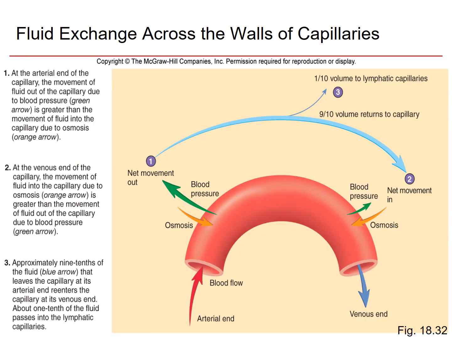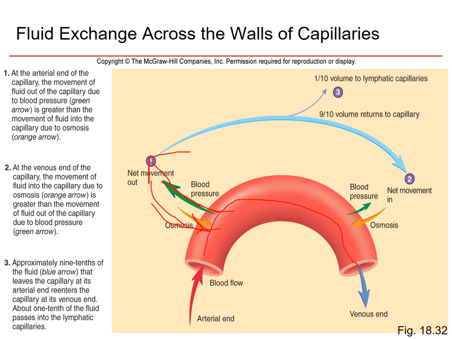When we look at fluid exchange across the capillaries, here we have our arterial end and here's our venule end of this capillary. Osmosis draws water in, and blood pressure pushes fluid out. We have a net movement of fluid out of the capillary due to blood pressure, which is greater than the movement of fluid into the capillary due to osmosis. That's why we have a greater movement of fluid out than in at the arterial end.